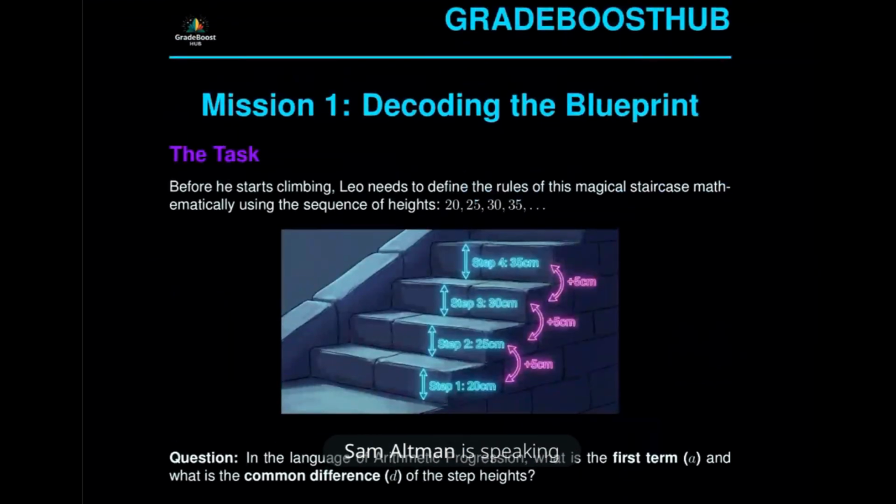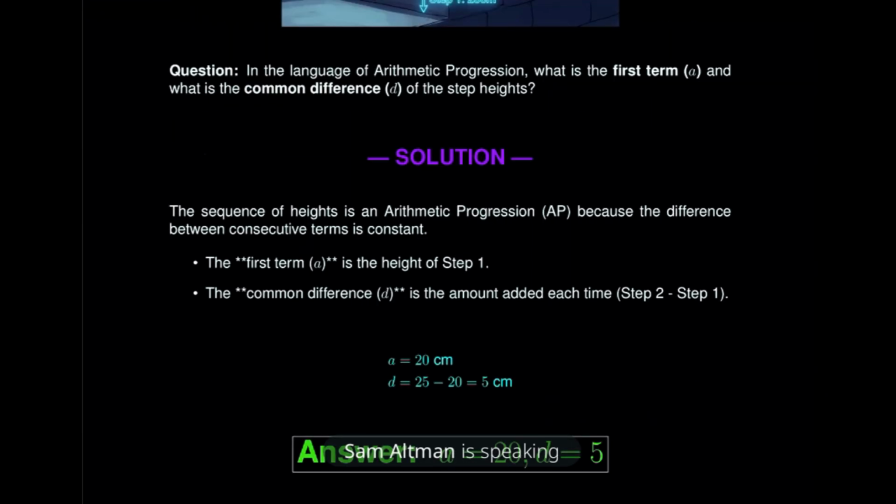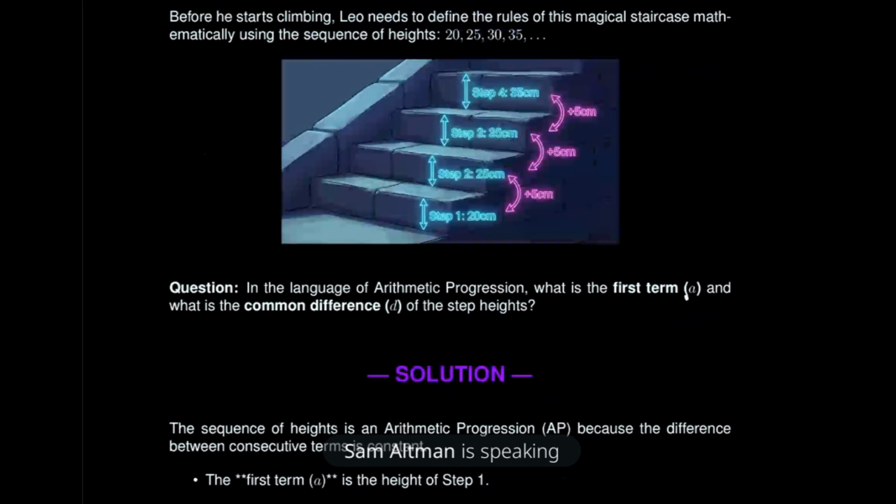The task: before he starts climbing, Leo needs to define the rules of this magical staircase mathematically using the sequence of heights. It starts from the height of 20 centimeters, then 25 centimeters, then 30, and then 35. So each time there is an increase of plus 5 centimeters. The question given to us is, in the language of arithmetic progression, what is the first term a, and what is the common difference d of the step heights?